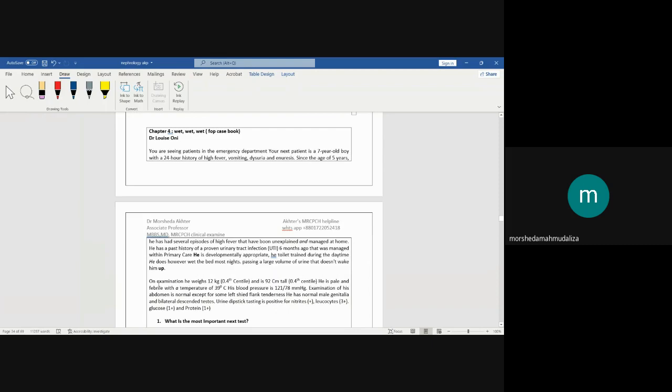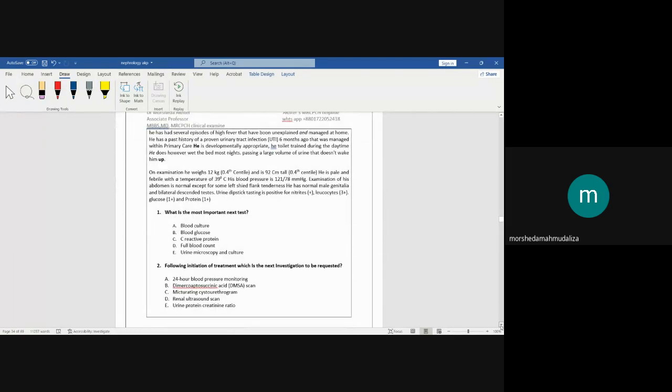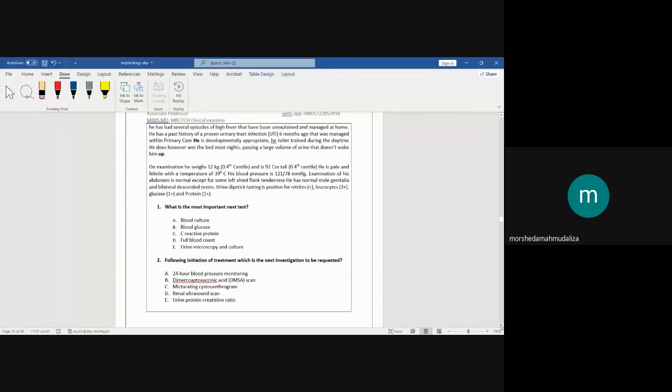Then on examination, weight is 0.4 centile, pale and febrile, temperature 39, very high grade temperature, blood pressure normal, everything is normal, leukocyte. Which of the following is the important next step, next test? So please comment. Here you are getting a child with urinary tract infection, all the things, how they are presenting. So now you will tell.